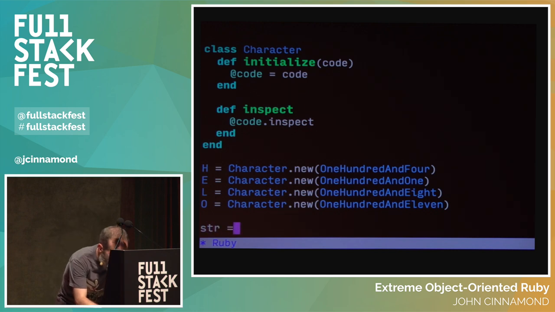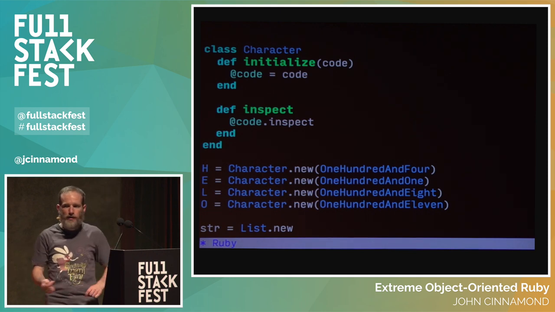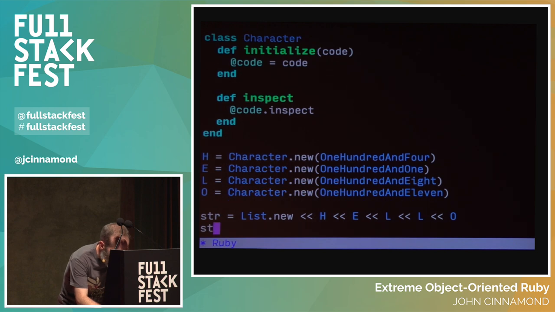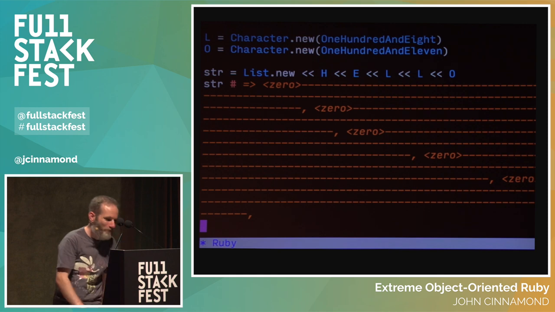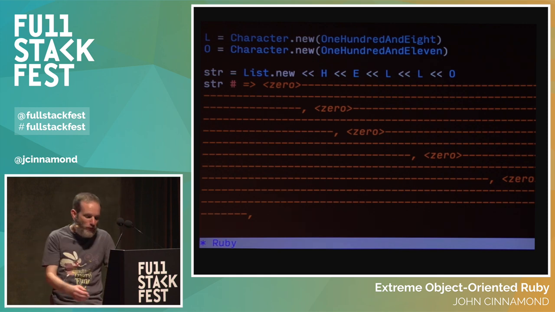OK, so using this, I can now start to build a string. I can say a string is equal to list.new. Now, list is the pure OO version of list I built. And the way it works is you instantiate it, then you stick things onto the end of it. So I can just append H onto there, and then E, and then L, and then L again, and then O. Then if we look at the string, we should see it say hello. And there we go. Perfect. That's not very useful, is it? Now, it does work, I hope.